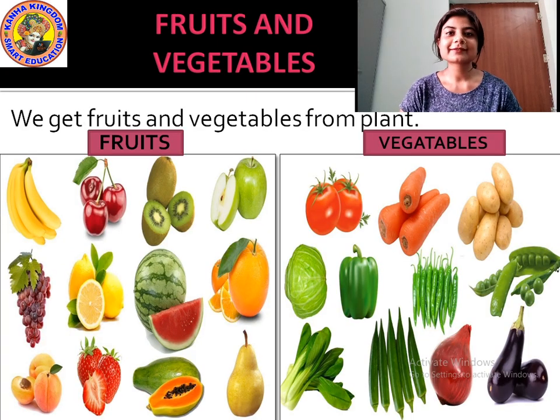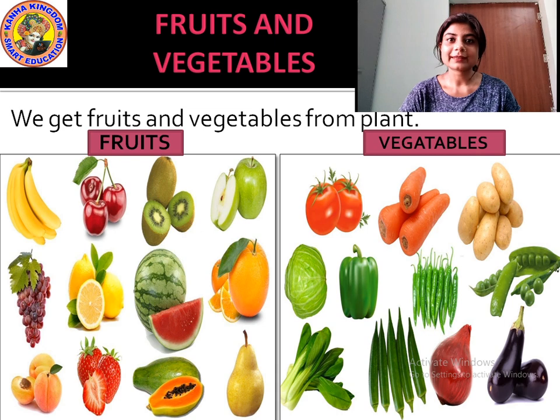So now students, plants also give us fruits and vegetables. We studied the different parts of the plant that we eat, yes or no? And now those foods are divided into fruits and vegetables. From where do we get fruits and vegetables? We get fruits and vegetables from plants. Yes or no? Plants give us fruits and vegetables.